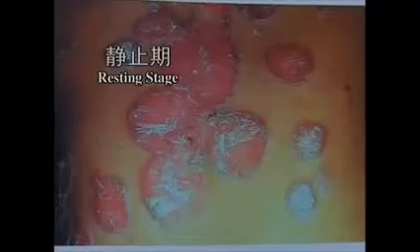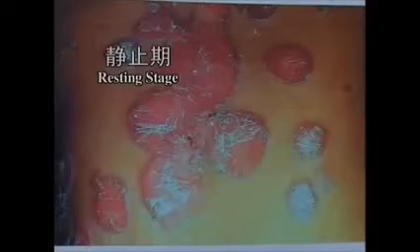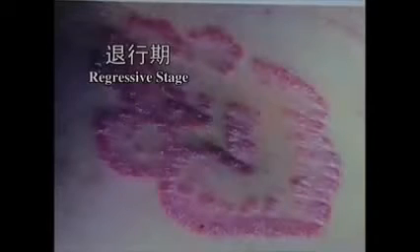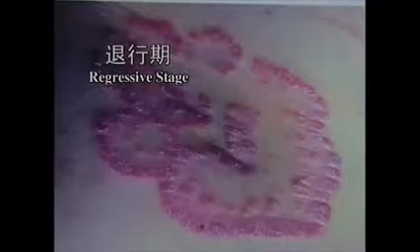During the resting stage, the condition of the lesion stabilizes and no new plaques are produced. The original plaque turns dark red, scales diminish, and the size of the plaque stabilizes. C. Regressive stage. During the regressive stage, the size of the lesions shrink, become lighter in color, and the scales diminish. Some lesions will begin to recede from the center, leaving a temporarily depigmented or hyperpigmented spot.